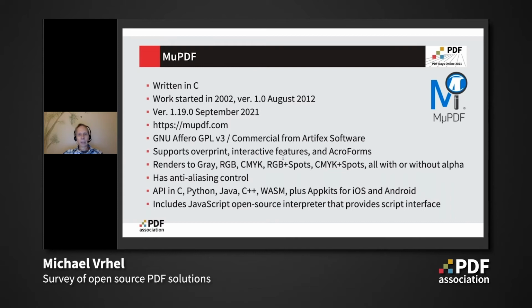Supports overprint, interactive features, and AcroForms, renders basically to all the color spaces. You can turn off and on anti-aliasing. They provide an API in C, Python, Java, C++, WASM, plus there's app kits for iOS and Android. And it also includes a JavaScript open source interpreter that lets you do scripting basically to interface to the code base.